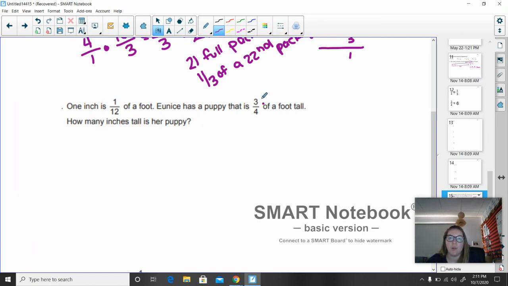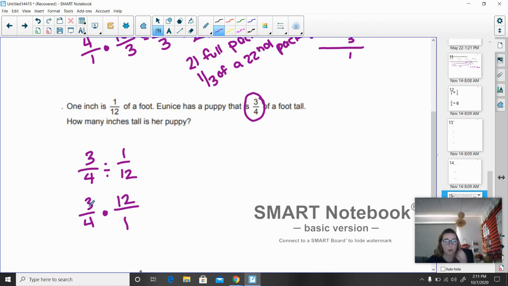So what we have to do is divide this 3/4 of a foot by 1/12 of a foot. So we keep, change, flip. It's very important that we rewrite our problem. Don't just change it right up here, rewrite it. Cross simplify, 4 divided by 4 is 1, 12 divided by 4 is 3. And we multiply 9/1, which is the same as 9, which means that the puppy is 9 inches tall.